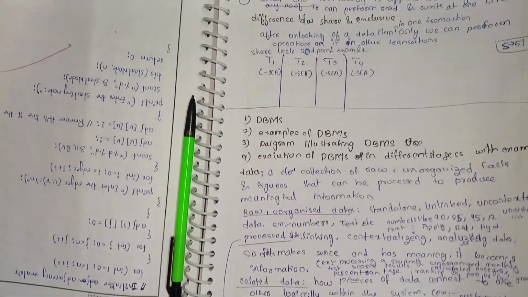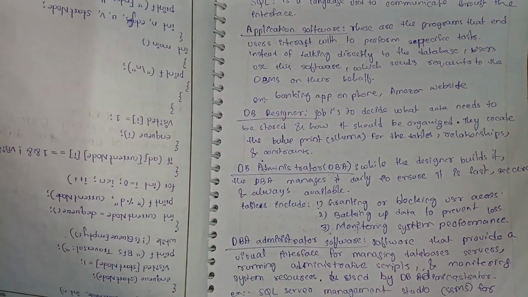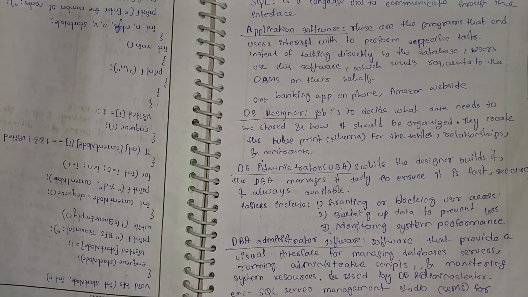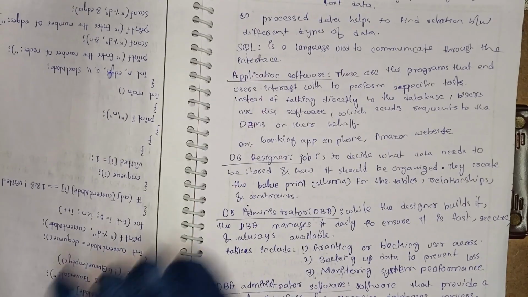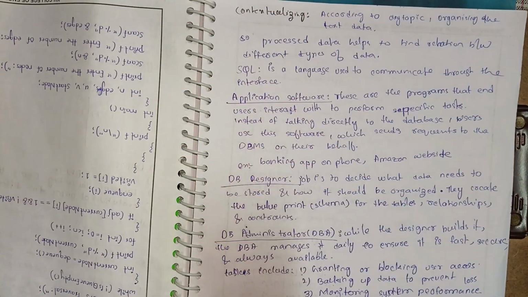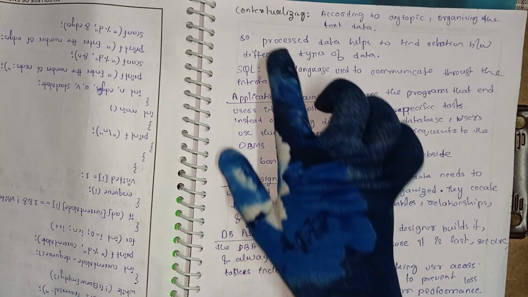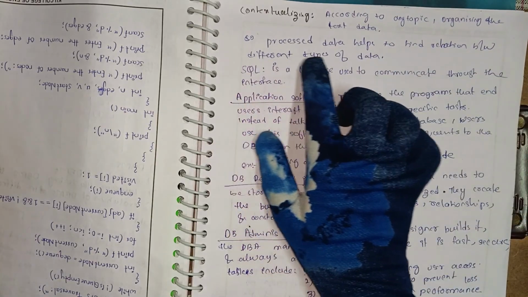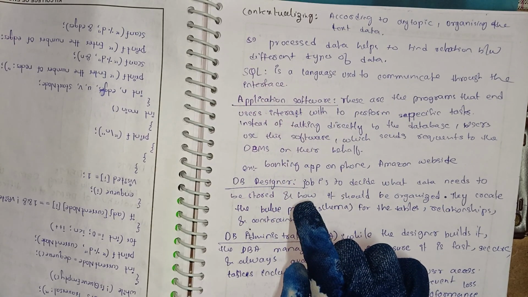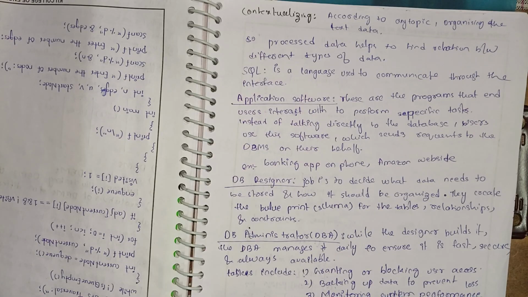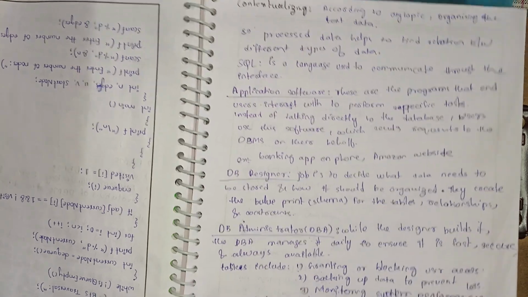And then how are the processed data and related data related to each other? What is the relationship between processed data and related data? Processed data helps to find a relation between different types of data. So we can find the relation between different types of data using processed data.